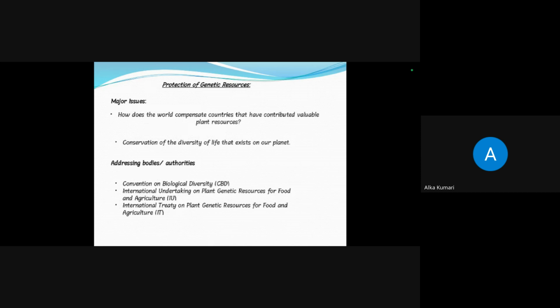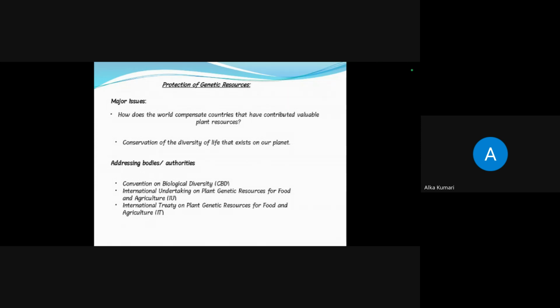With regard to protection of genetic resources, there are three bodies which were established to deal with this exploitation of plant genetic resources.